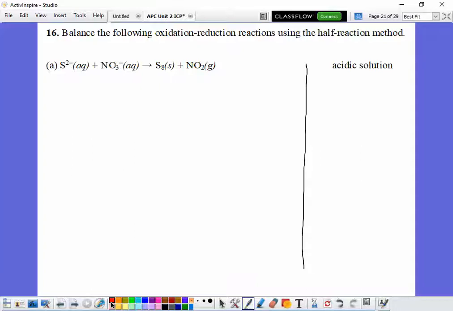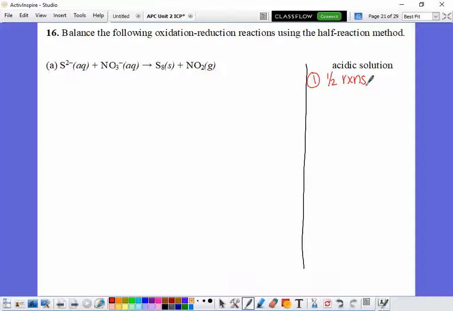Okay? So our first step, the fact that it's in acidic is going to come into play in a little bit because redox reactions typically occur in acidic or basic conditions. So we need to know if it's in acidic or in basic solution. Okay. So first thing we're going to do is divide our reaction into our two half reactions.